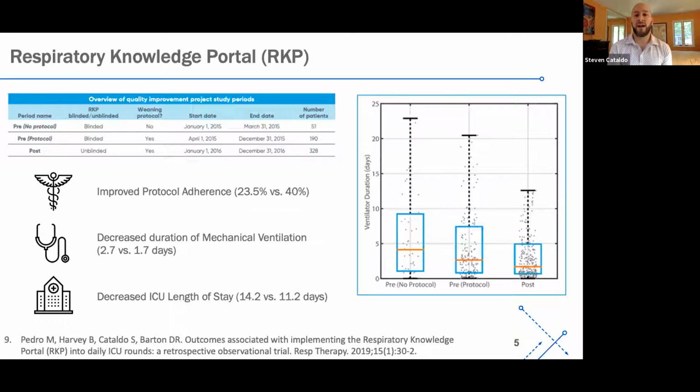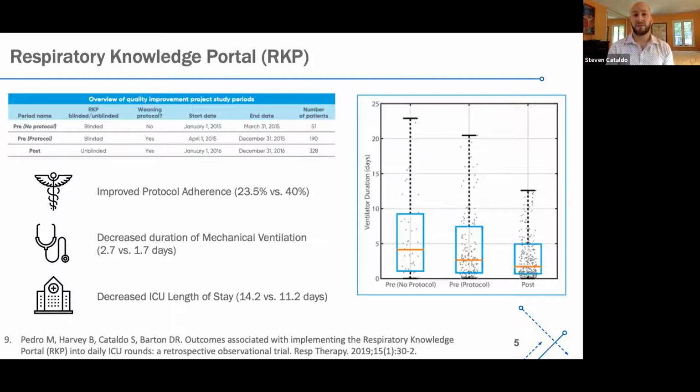So what they found was that over the course of time, now introducing RKP, they were able to improve protocol adherence. So how often were patients having a spontaneous breathing trial? How early were they doing it, at the appropriate time? Things like that as part of their protocol. Of course, adherence improved greatly from about a quarter to 40%.